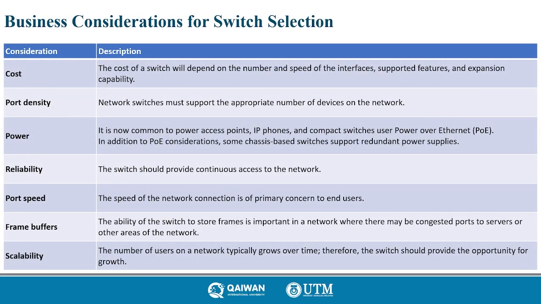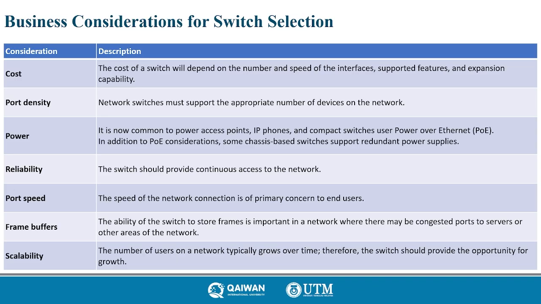Now, the business considerations for switch selection. These are the points that you need to be aware of when selecting a switch for your network. Cost: you need to make sure they will support you for this cost. The cost of the switch depends on the number and speed of interfaces, supported features, and expansion capacity. Port density: how many ports do you need? The power: do you need Power over Ethernet or just a simple switch?